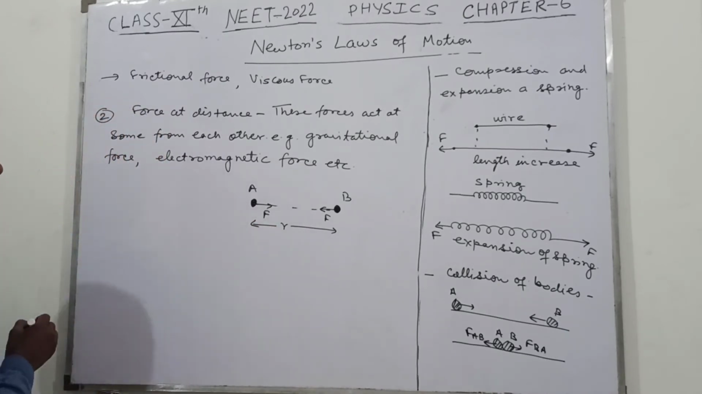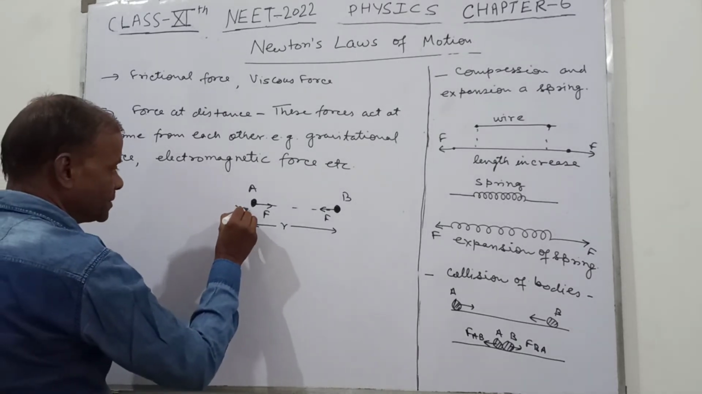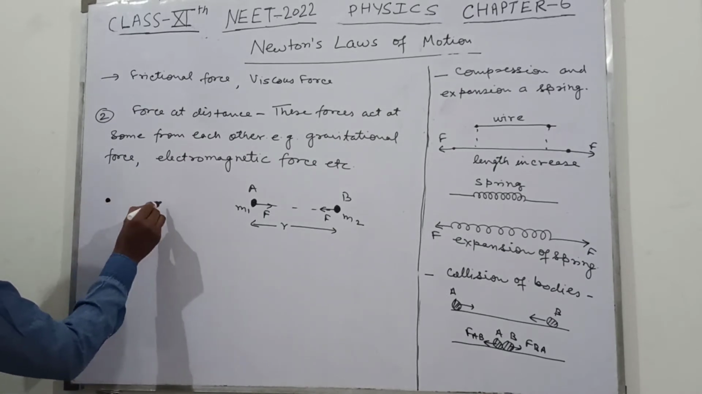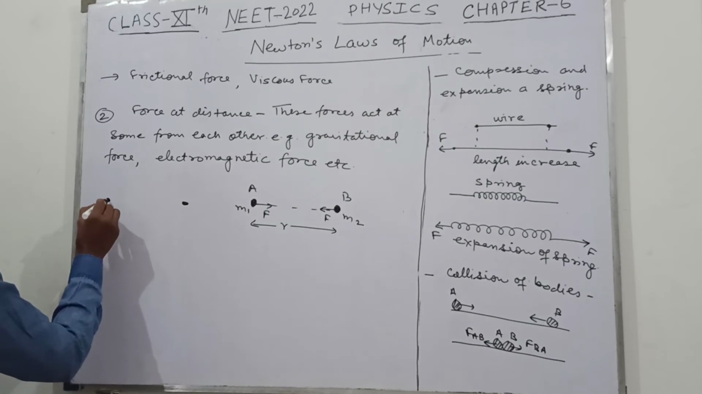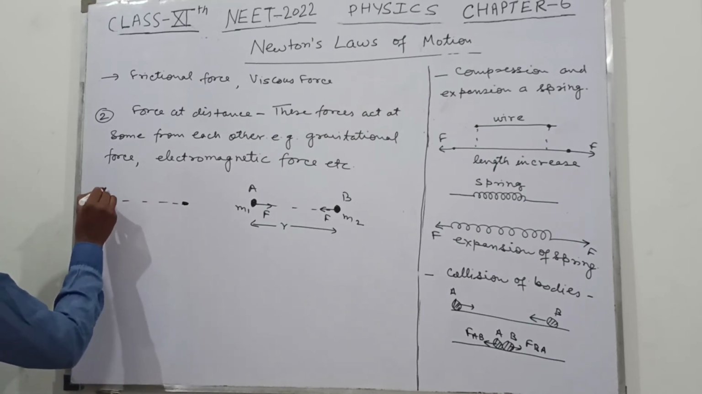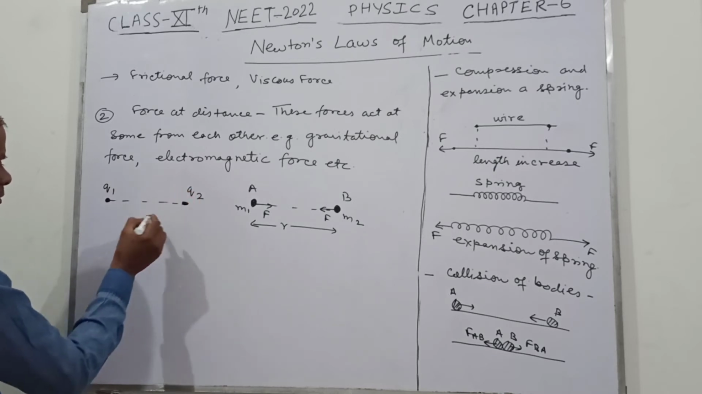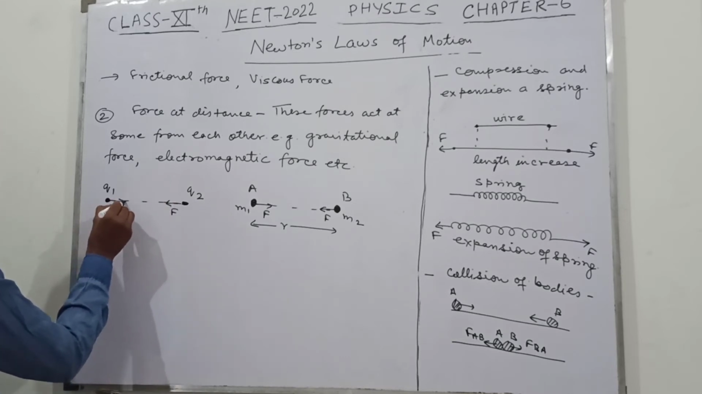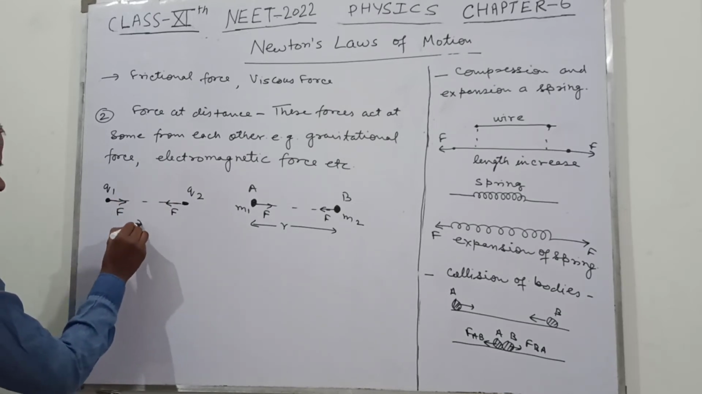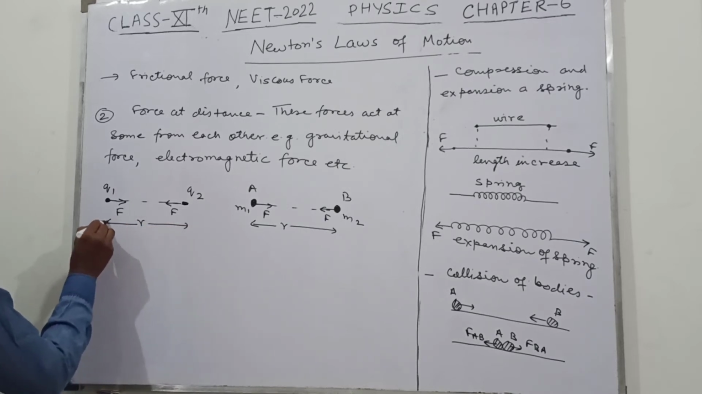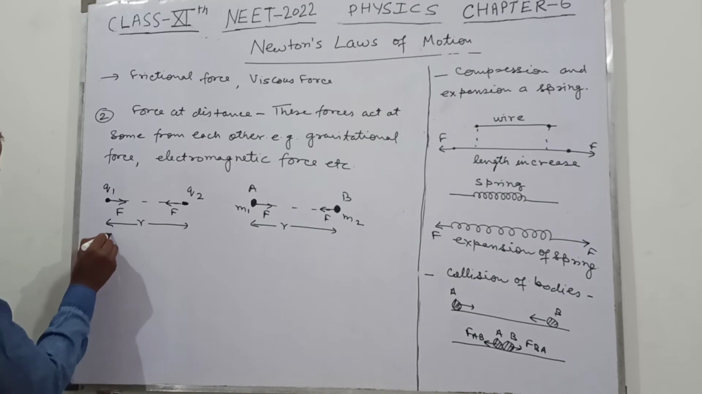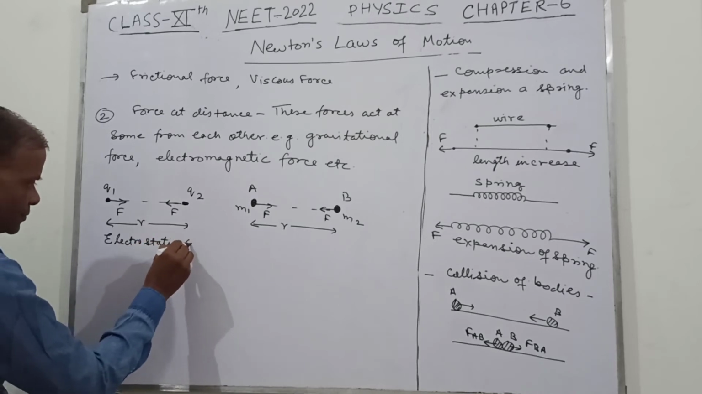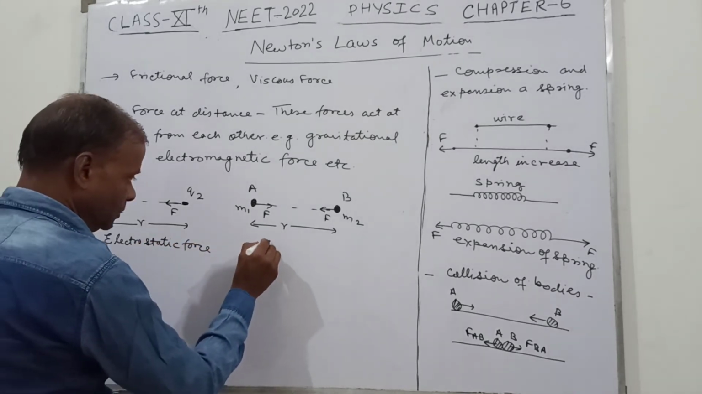Similarly, let its mass be m1 and this mass be m2. Similarly, suppose we are having two charges. This is now charge Q1, this is now charge Q2. These are at some distance. Then they apply a force like this. This is now distance R. This is our electrostatic force. Electrostatic force. This is gravitational force.